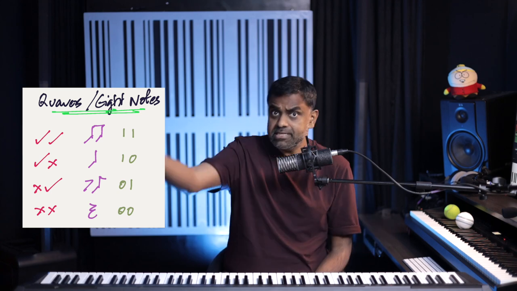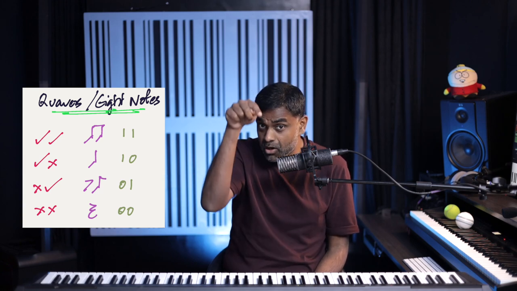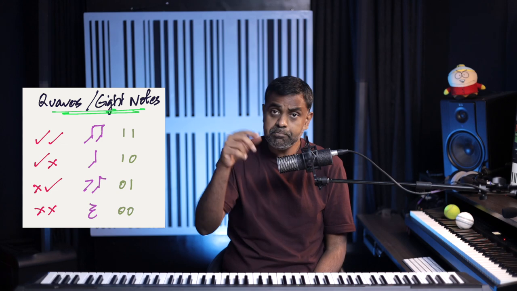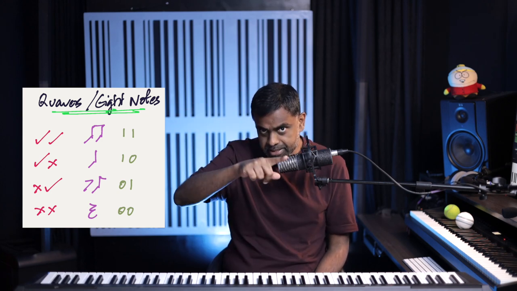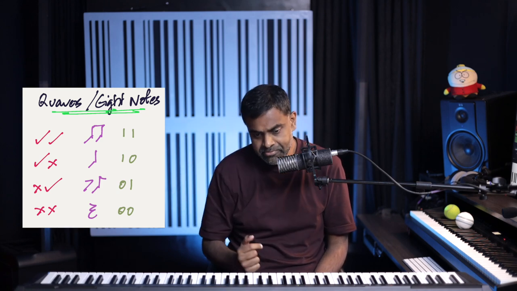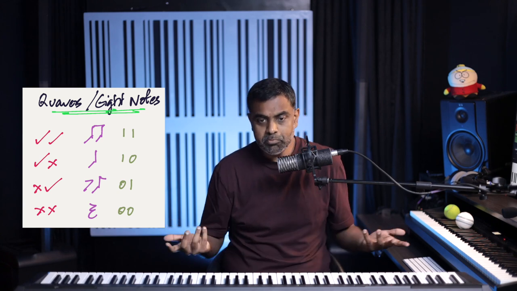Then you have X tick, that is don't play and play. So don't play on the on beat or the downbeat and play at the off beat. So X tick would be a quaver rest and a quaver. That's 0-1 in the computer analogy. And then you have everyone's favorite, at least my favorite, which is don't play, don't play.